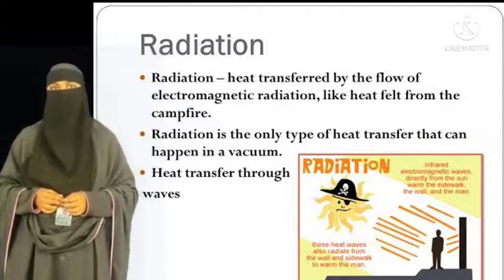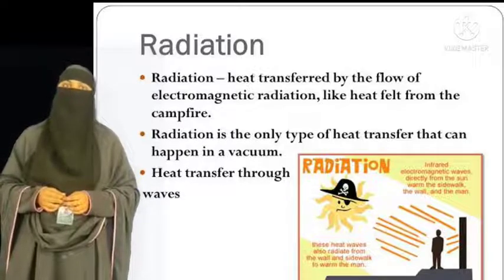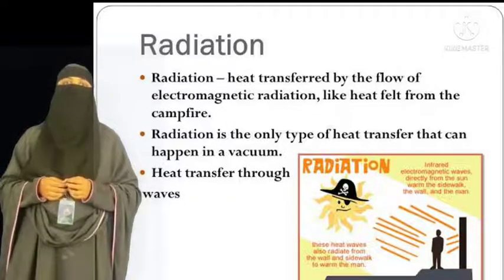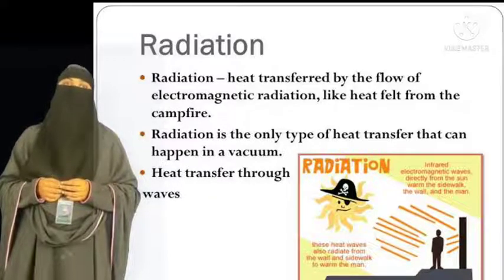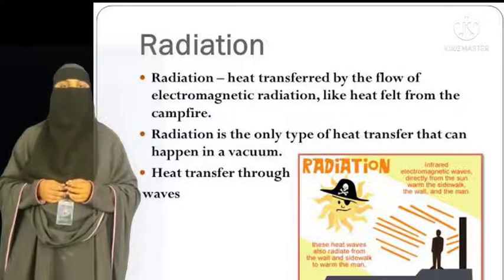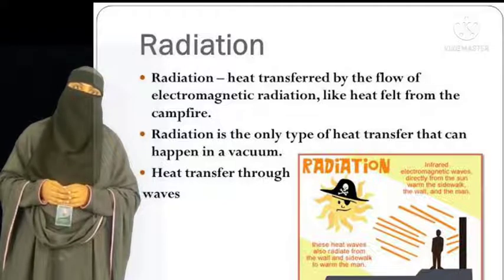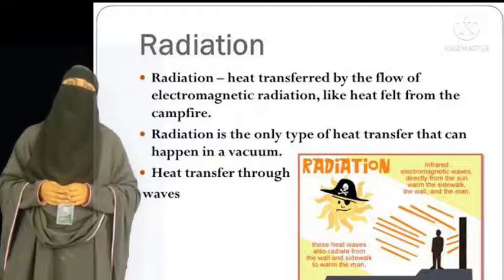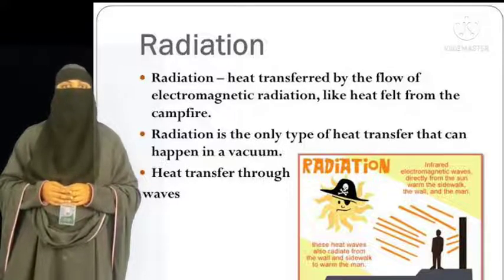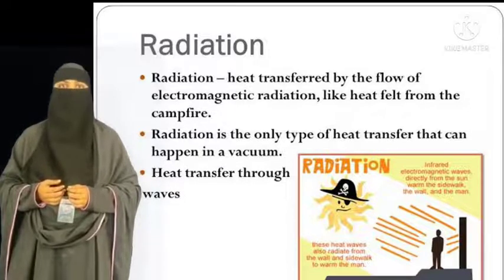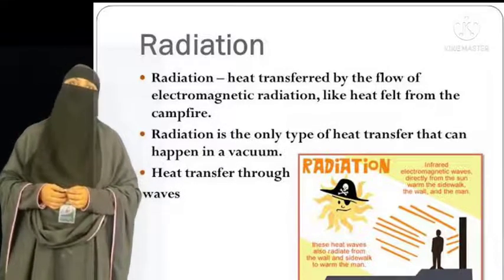The next is radiation. Radiation is nothing but heat transfer by the flow of electromagnetic radiation, like heat felt from the campfire. This is the example. So heat transfer through waves. வேவ்ஸ் மூலியமாக ஹீட் வந்து ஒரு பிளேஸ்லேருந்து இன்னொரு பிளேஸ்க்கு ட்ரான்ஸ்ஃபர் ஆச்சுன்னா தட் இஸ் கால் த ரேடியேஷன். த பெஸ்ட் எக்ஸாம்பிள் இஸ் சன் ரைஸ் ஆகுதுல. ஸோ சன் வந்து தே கேன் பி ஃபார் அவே ஃப்ரம் மெனி மில்லியன் கிலோமீட்டர்ஸ், பட் வி கேன் ஃபீல் த சன் ரேஸ். எப்படி ஃபீல் பண்ணுறோம்? Because of radiation.